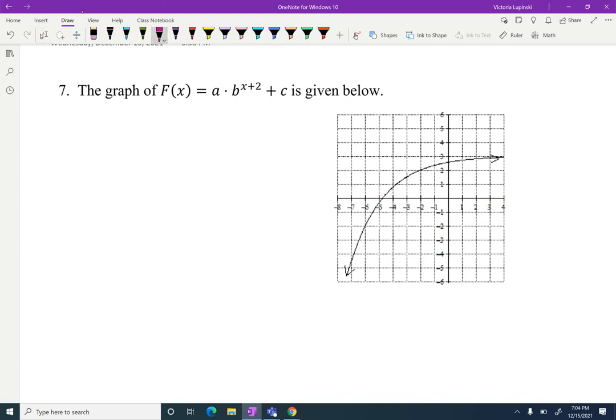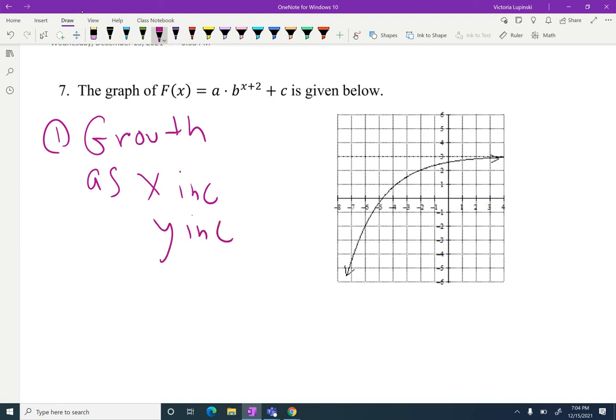So for something like this, I would say that this was a growth function, because as x increases, y increases. You could also say that it's increasing at a decreasing rate. I know that because it's steeper over here on the left compared to the steepness on the right. So that's how I know the rate is actually decreasing.